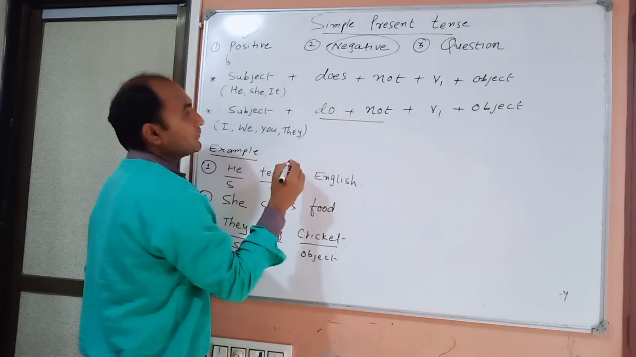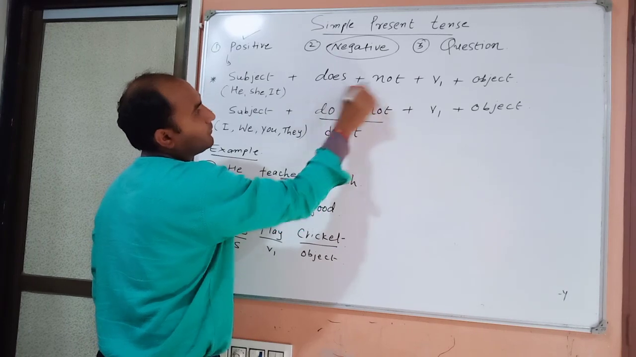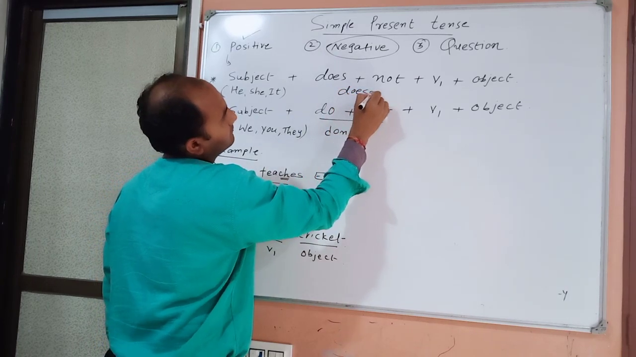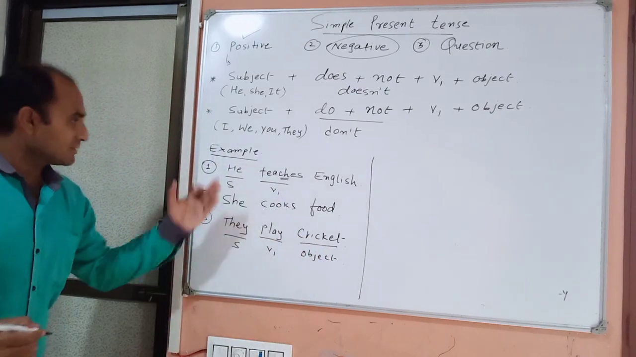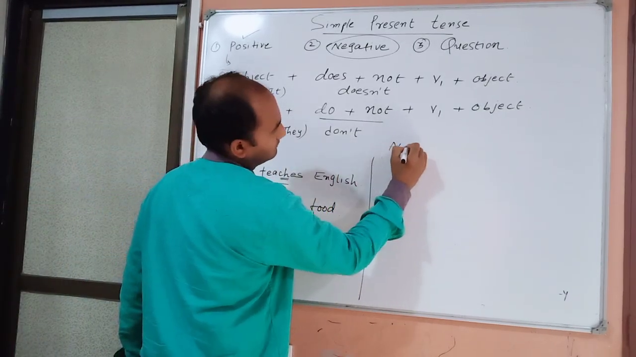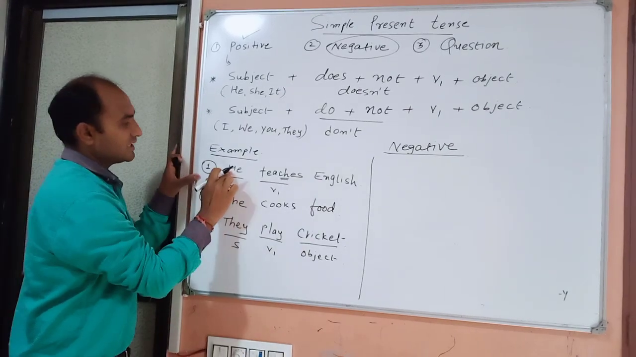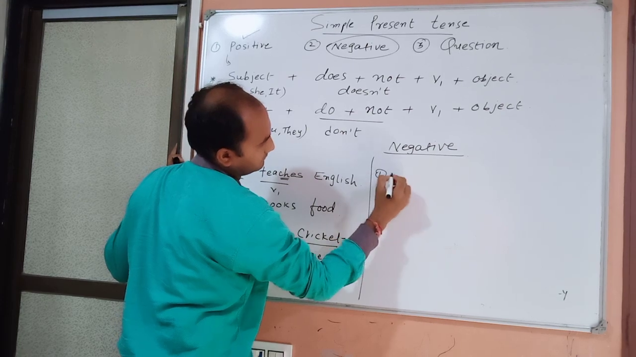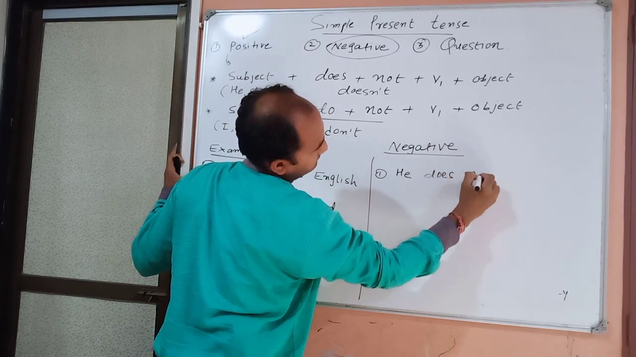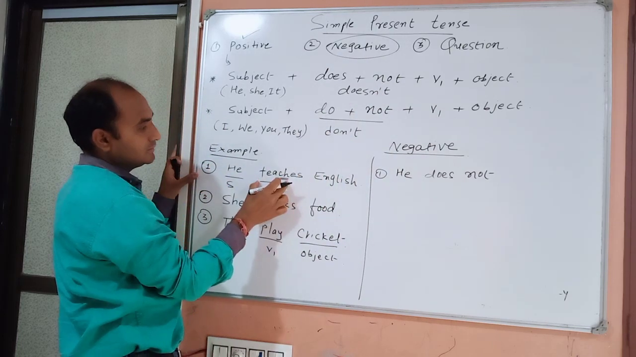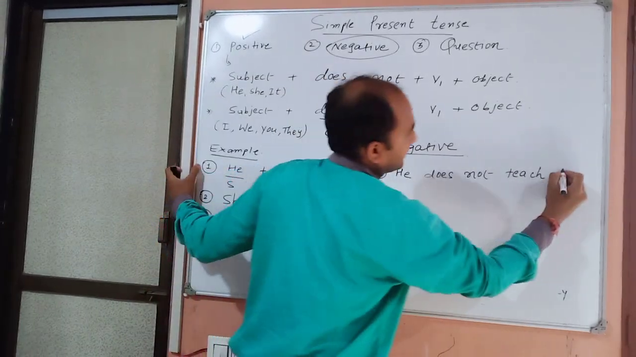Okay, do not, short form of do not, don't, and short form of does not, doesn't. Okay, so now we will compare some example with negative form. Here subject he, okay, he, and then does not, then what is the V1? V1 teach, and object English.